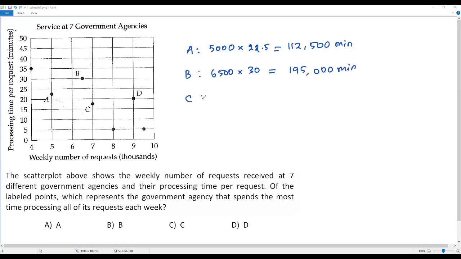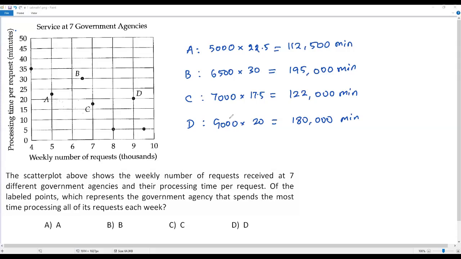So this is the total time taken by government agency B to process all the requests received each week. Now let me do the same thing for point C, because we have government agency C in answer choice C. For C, the number of requests is 7,000. Let me write over here. And the processing time is the exact middle value of 15 and 20. That is 17.5. When I multiply 7,000 and 17.5, I'm getting 122,000 minutes. Let me write over here. And for government agency D in answer choice D, the number of requests is 9. That is 9,000 requests received each week. It has to be multiplied by the processing time per request, that is 20 minutes. Let's multiply this one by 20. Then I'm getting 180,000 minutes.